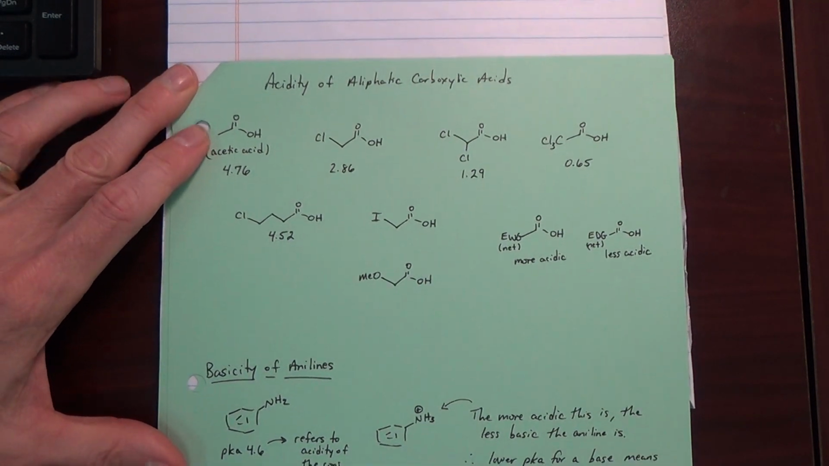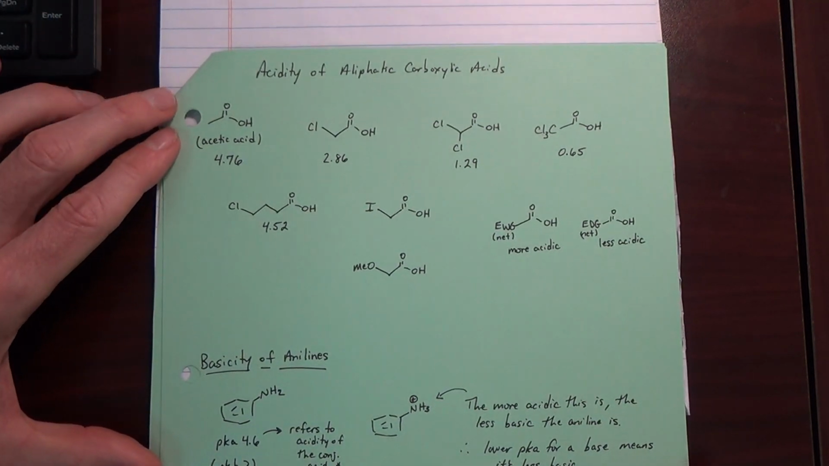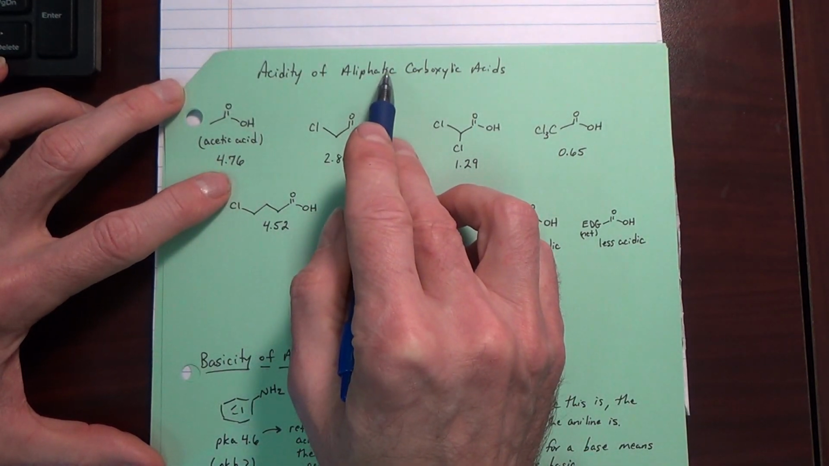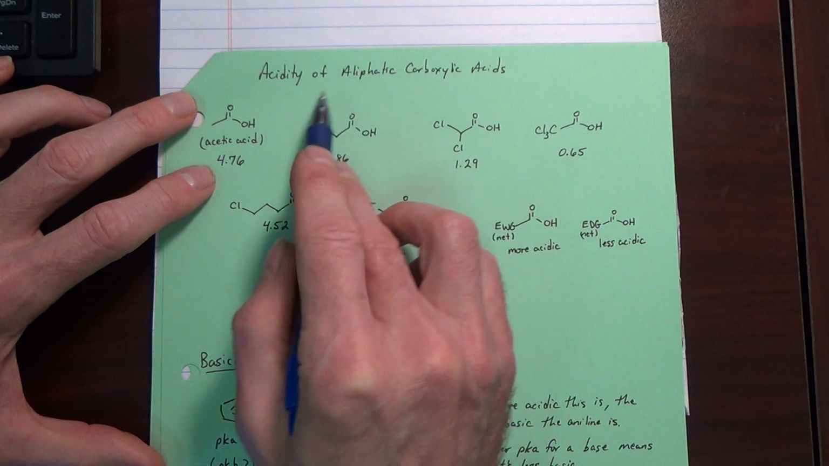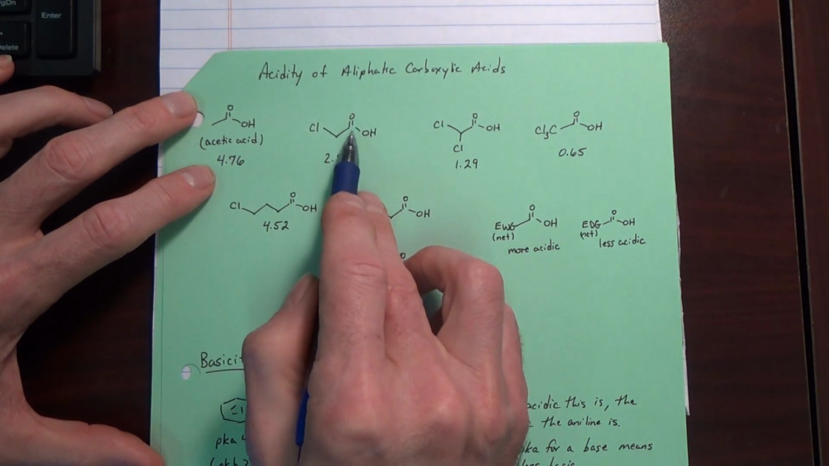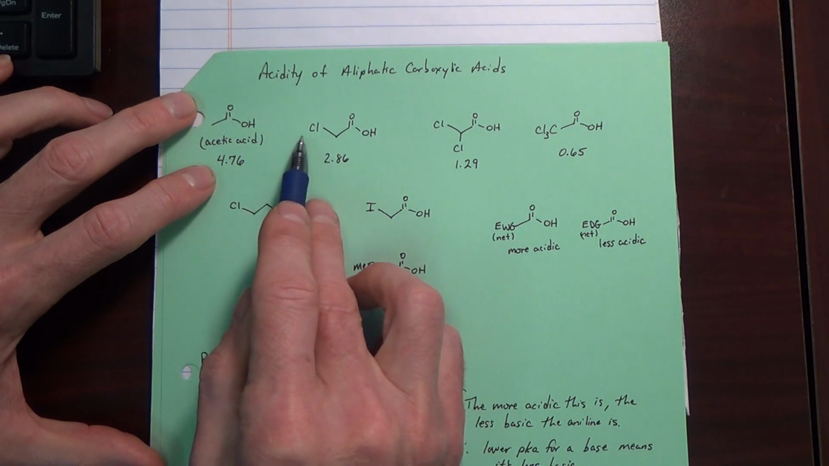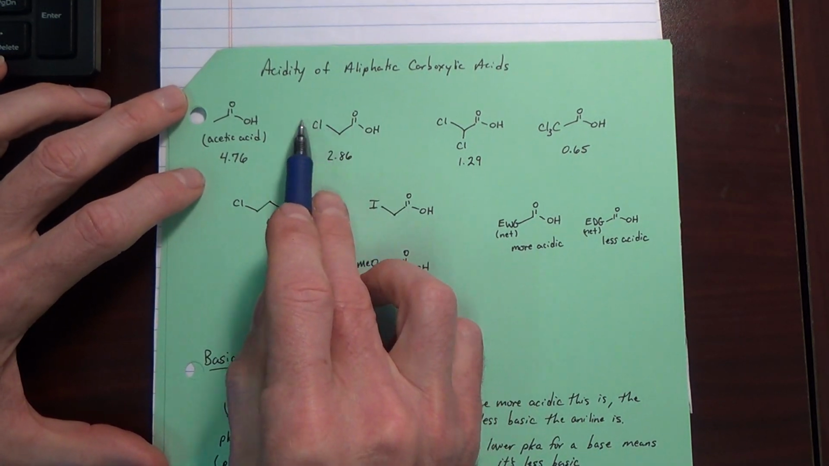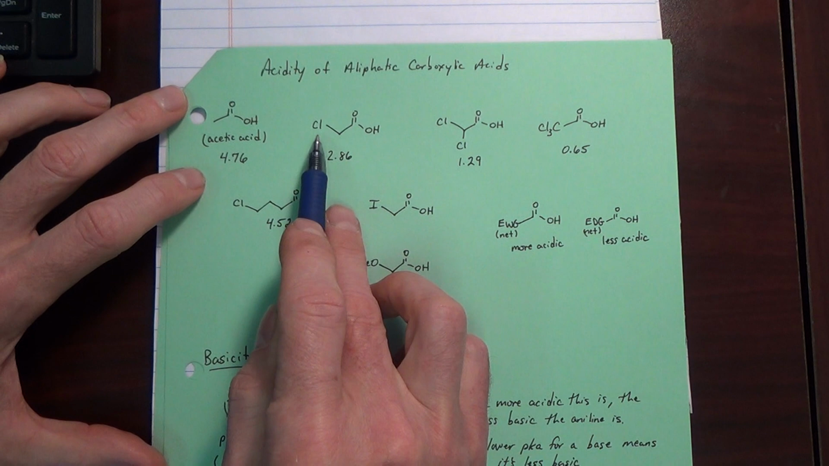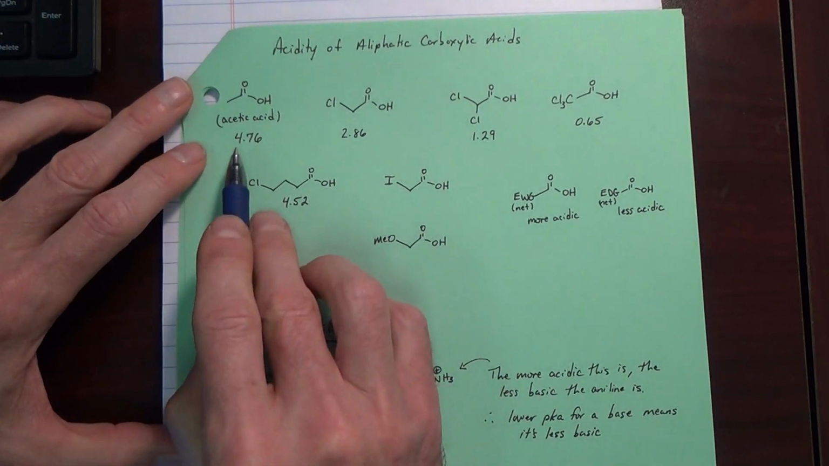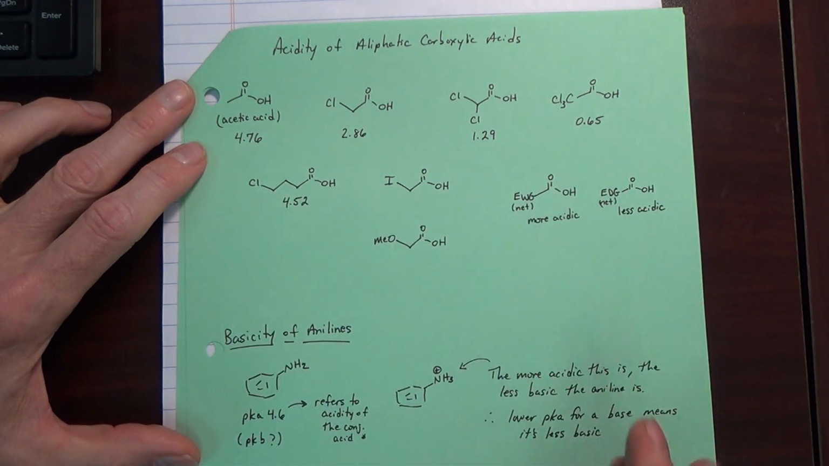Let's look at acidity of aliphatic carboxylic acids. Aliphatic meaning saturated. Now, of course, the functional group itself has 1 degree of unsaturation, but we're referring to the R group, the side chain here. We do not have an unsaturated aromatic ring. Acetic acid is the most common example. It has a pKa of 4.76.